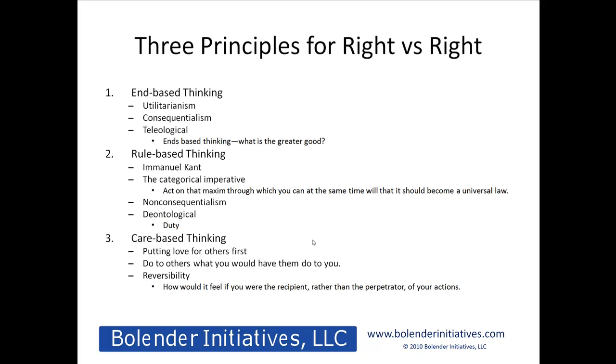In terms of the way we think in dealing with these dilemmas, Kidder presents three principles. One is called end-based thinking. This is where the end provides justification for the means. And the greatest issue is, what is the greater good? It's called utilitarianism, and it's based on consequentialism. In other words, a decision is made due to the consequence. This is also called teleological.